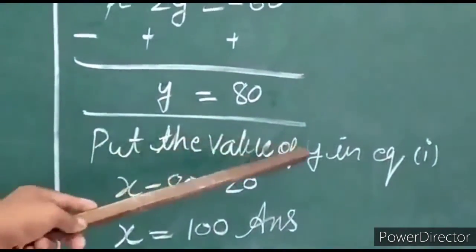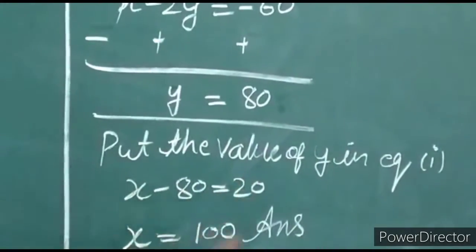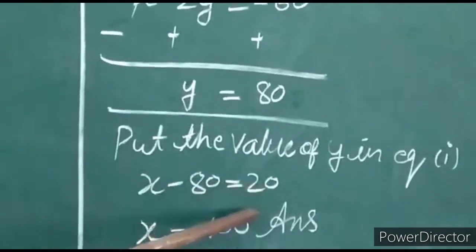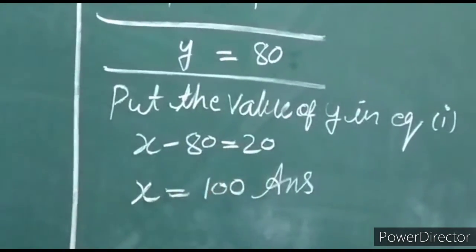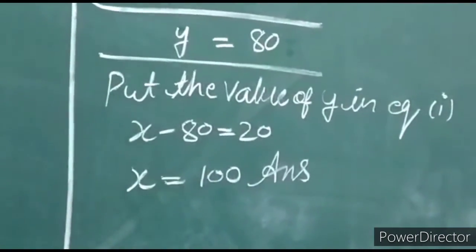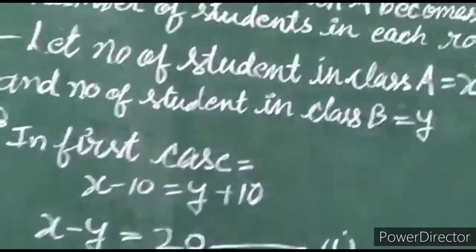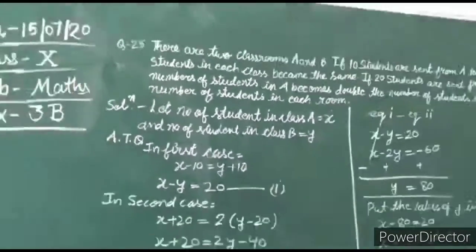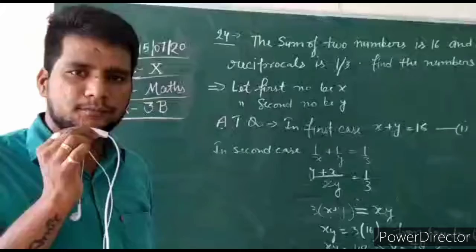Now, we will put the value of y in equation first. Therefore, it will be x minus y is equal to 20, x minus 80 is equal to 20. Therefore, the value of x will be 80 plus 20, which is equal to 100. Therefore, the number of students in class A is equal to 100 and the number of students in class B is equal to 80. Students, I hope that with the help of this video you can solve other problems of this exercise. Thank you. Have a nice day.